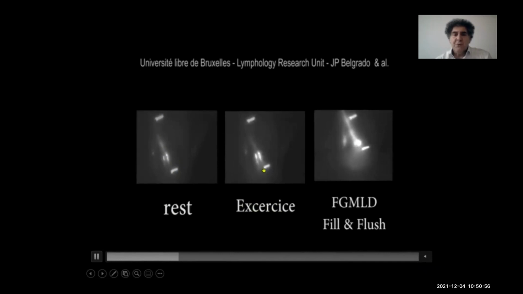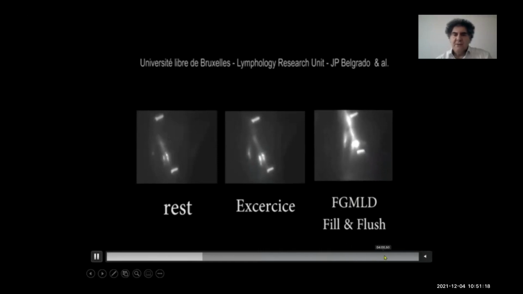Here, on the other hand, there's a person doing exercises with a ball in the hand, and this allows a little bit of increase in lymph flow in the lymphatic collector. And here, on the same person, we practice the manual drainage, fill and flush, from the injection point. And we can see that the images are much richer.